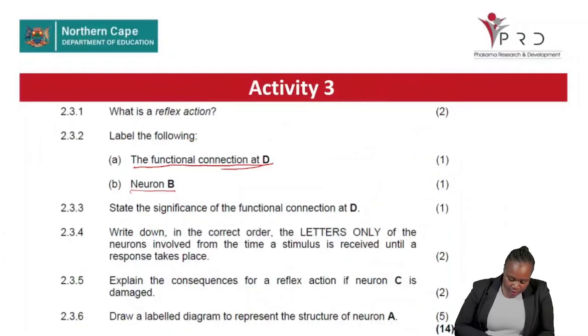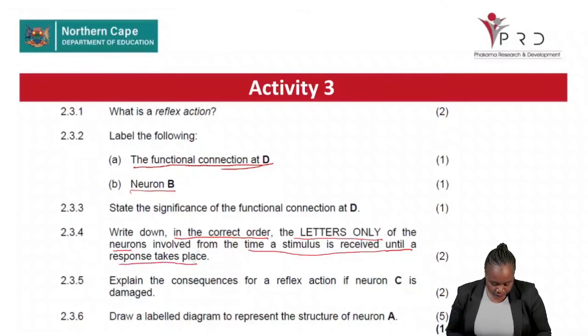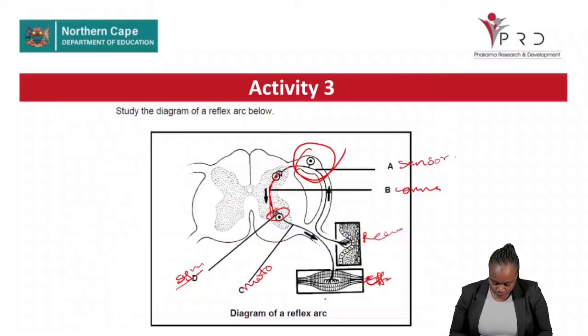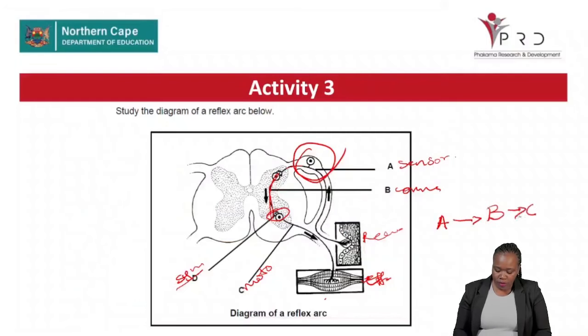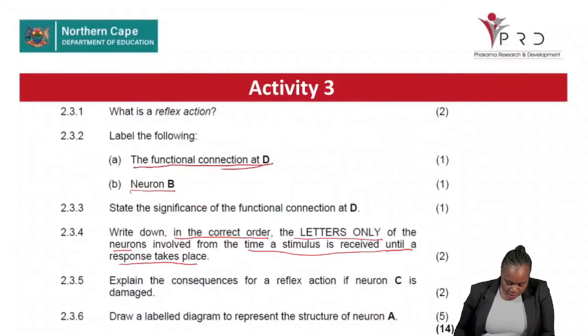Right. Okay. The next question says, write down in the correct order the letters only of the neurons involved from the time a stimulus is received until a response takes place. Right. So a stimulus is received. It would be starting with the sensory neuron. So in the correct order, it would be A, connector neuron, B, motor neuron, C. So it would be in that order. A, B, C.